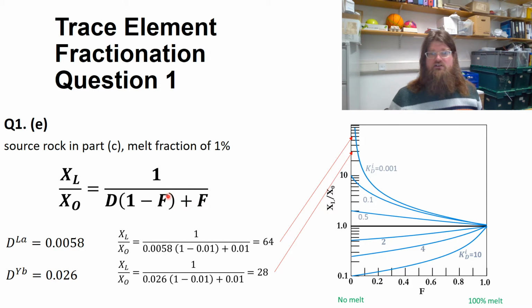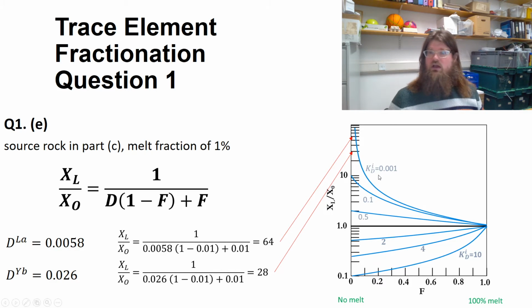So our F, our fraction of melt, is 1%, so 0.01 here, and we can just plug in our big D for the different elements. This gives us for lanthanum 64, so its concentration in the melt should be 64 times what it was in the original rock, and it should be 28 times higher for ytterbium. So that fits with what we thought from just knowing that they're incompatible. These numbers are high, they're bigger than 1, and the lanthanum is higher still.